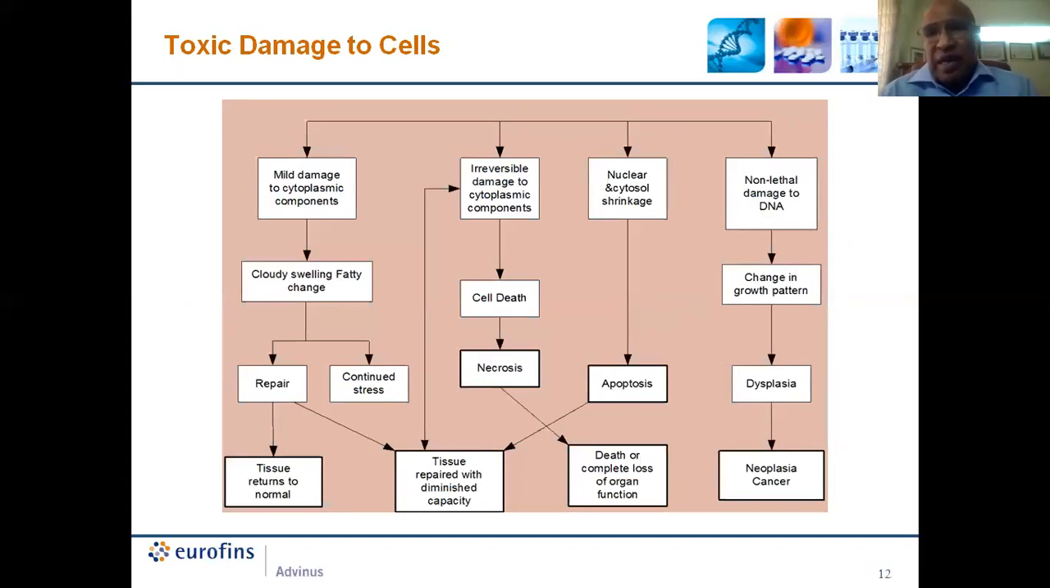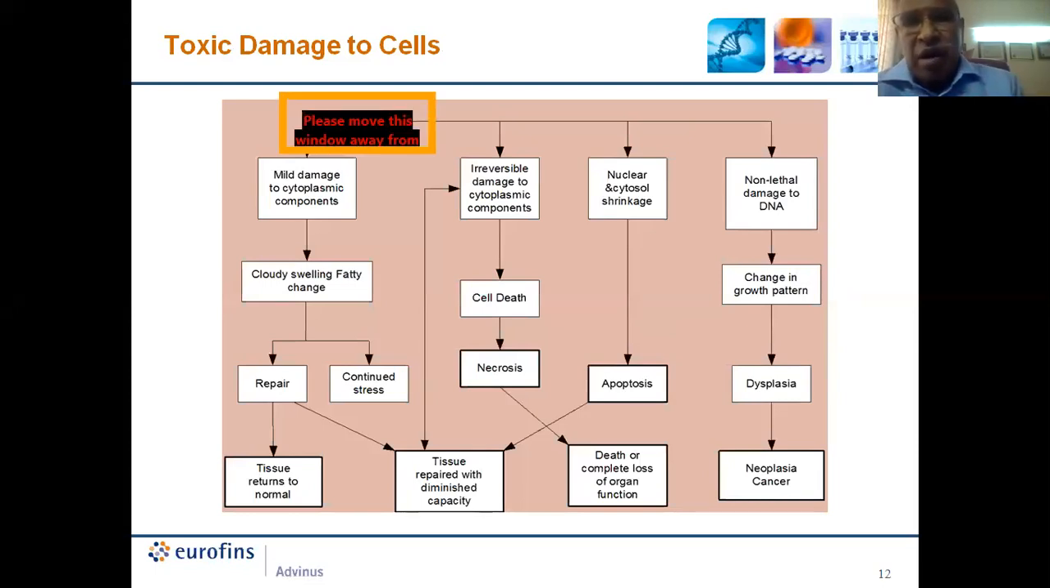Now, toxic damage to the cell. Again, this is a very crowded slide. I will make it simple. I don't want to read all that. For example, on the far extreme left side of your screen, you will see mild damage. Most chemicals produce mild damage, no question at all. Mild damage does not mean it is toxic, does not mean it is harmful for the long term. When mild damage happens, all human beings and bodies, including animals, have an immense inherent potential to correct or repair themselves. In the first example, cloudy swelling or a fatty change in the liver, most livers have immense mechanisms for repair. In the case of mild damage, tissue returns back to normal.